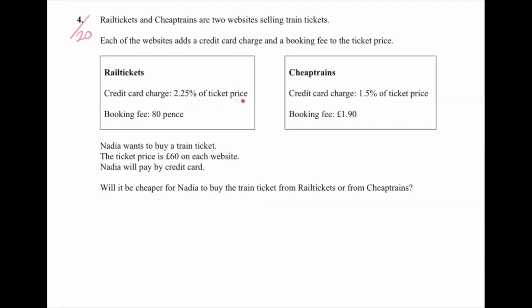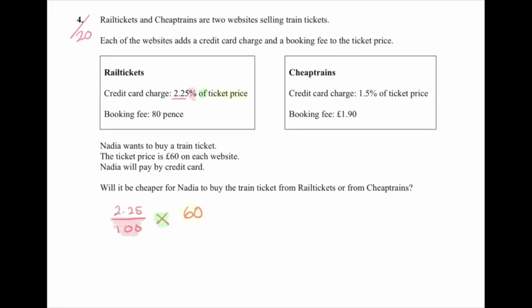2.25% of the ticket price is something that I can write mathematically. 2.25, so that number, and then percent means out of 100. So that's the percentage sign written mathematically. Of means times. So that's my of. And then, of course, my ticket price is 60. So that entire sentence can actually be written mathematically.